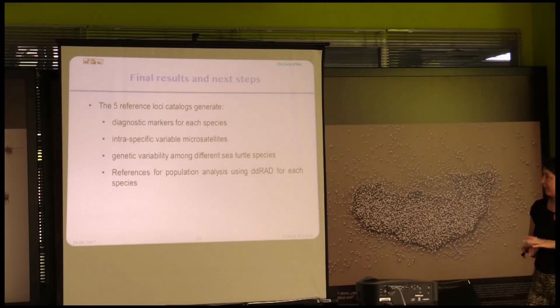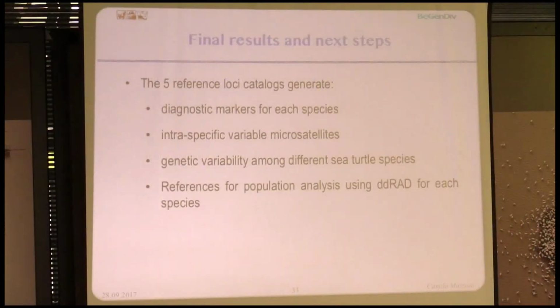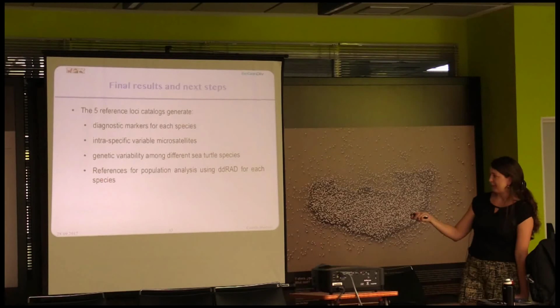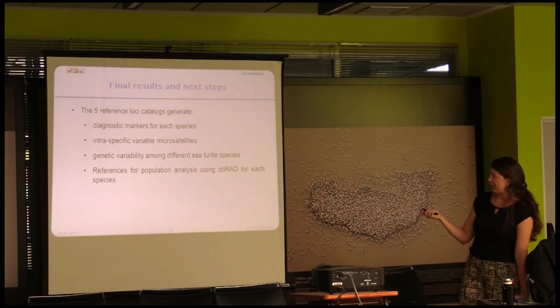So with the results that we got so far, we can generate diagnostic markers for each species. We can already define variable microsatellites intra-specifically and design primers. We could determine the genetic variability among the different sea turtle species. And we could build, that's the most important result from my point of view, very reliable references to be used for population analysis using RAD.